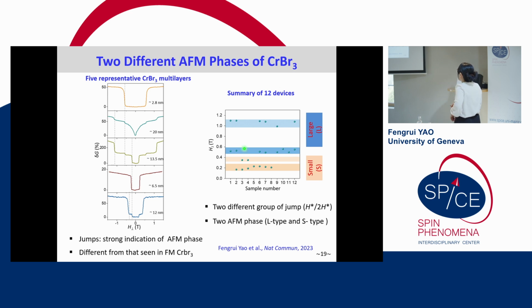One is lower, at 0.2 and twice its value. The other is at 0.5 and twice its value. It's a strong indication that there exist two different antiferromagnetic phases. Considering the amplitude of the jump position, we call them S-type and L-type in the following.